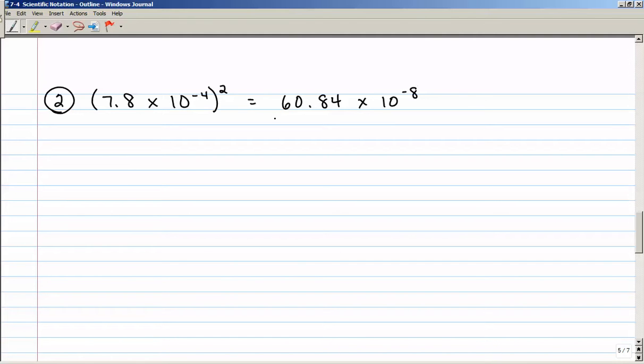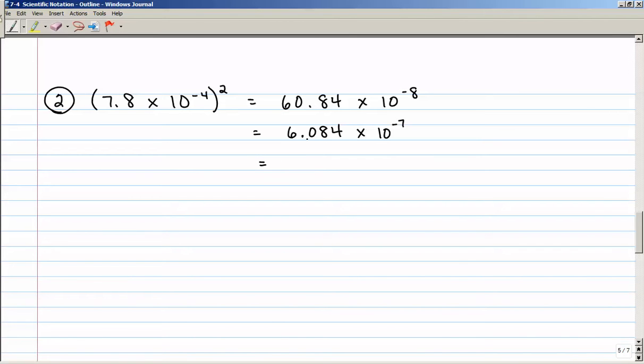And again, I have an answer that looks like scientific notation, but it's not exact because my answer needs to be in the form of one digit to the left of the decimal: 6.084 times 10. Now this is going to be like the same example I did before. Because I moved the decimal point one place to the left, I was basically dividing this number by 10. So to offset dividing by 10, I need to multiply by 10, and this is going to turn into 10 to the negative 7th. There's my final answer in scientific notation.